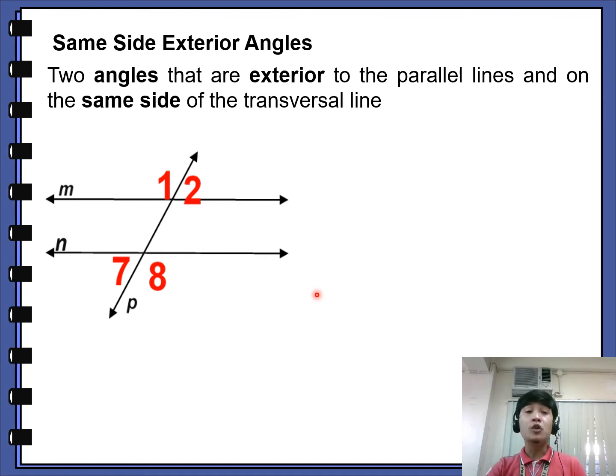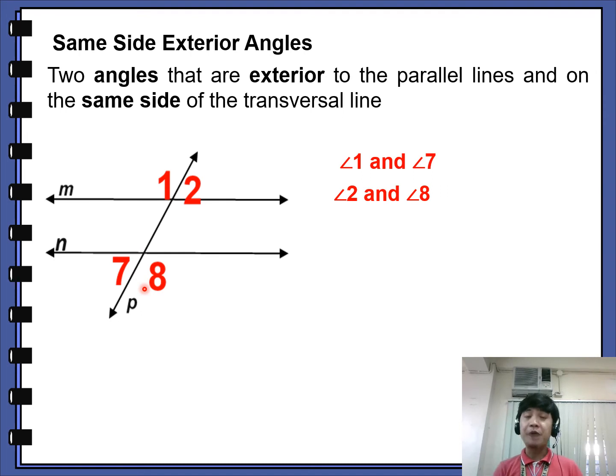Okay? So, sa kaso nito, sa left side ng transversal, ang unang pares ng same side exterior angle is angle 1 and angle 7. Okay? Parehas na exterior, parehas na nasa left side ng transversal. And yung nasa right side naman, ang ating same side exterior angle is angle 2 and angle 8. Okay? So, parehas, these are two exterior angles lying on the same side of the transversal. Parehas po itong dalawang angle na ito na nasa right side ng transversal.